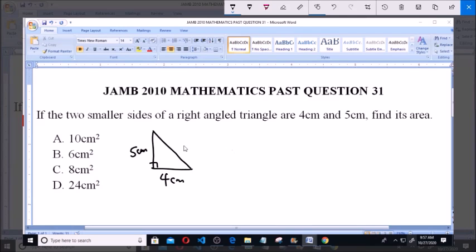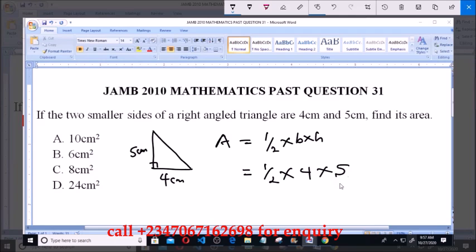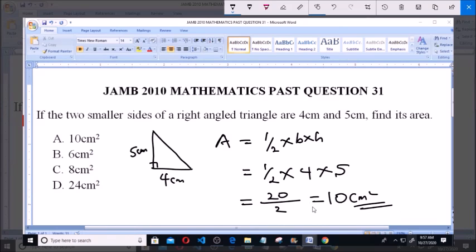Now we are asked to find its area, and the area of a triangle A is given as half multiplied by base multiplied by height. So this is equal to half multiplied by 4 multiplied by 5, and this is equal to 20 over 2, which is equal to 10 cm squared, and that is option A, 10 cm squared.